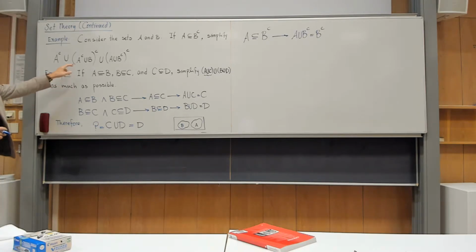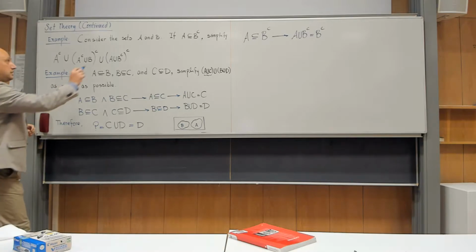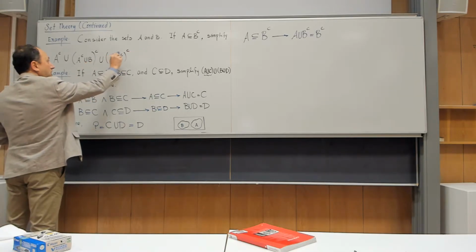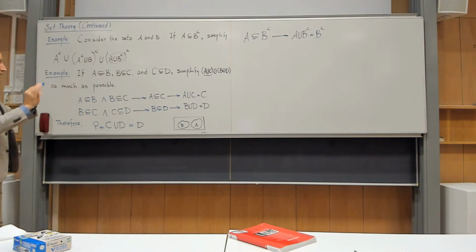So, A complement union B. What can I write for this one? What I calculated so far, I was able to calculate inside this pair of brackets. Let us keep it for the time being and jump here. What can I write for A complement union B and why? Yes? A complement. Why? Because B is in A complement.